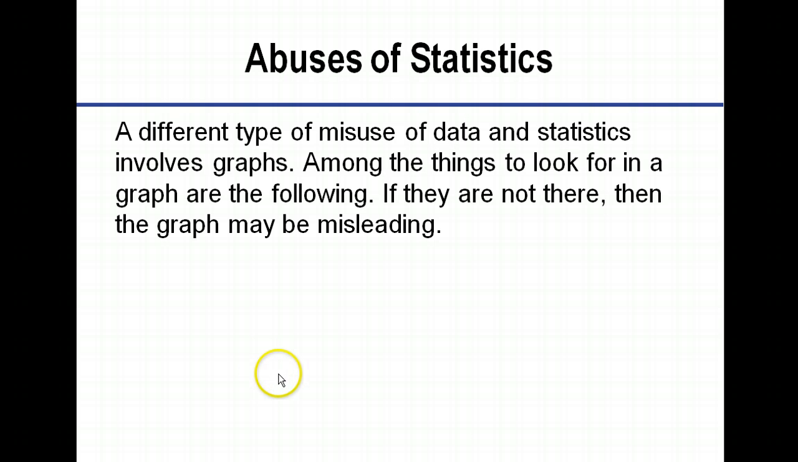So that's an example of how a statistic, just in terms of a number, can be misinterpreted or misused. But there's also a different type of misuse of data in statistics, and this involves graphs. Among the things that we need to look for to see if a graph is being misused are the following. One, if there's no title, that means you have to interpret what the graph is depicting, and we should never have to do that because interpretation is going to lead to misrepresentation.